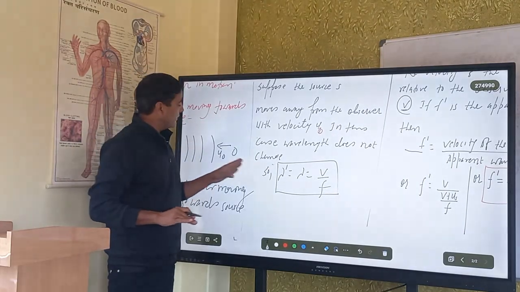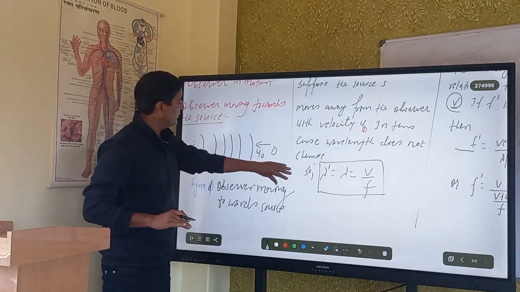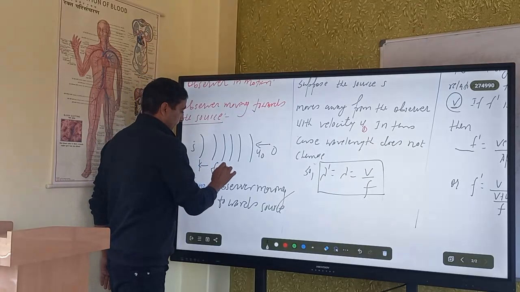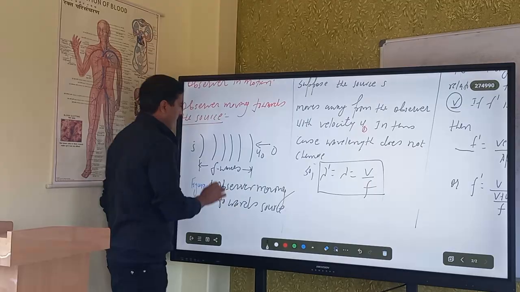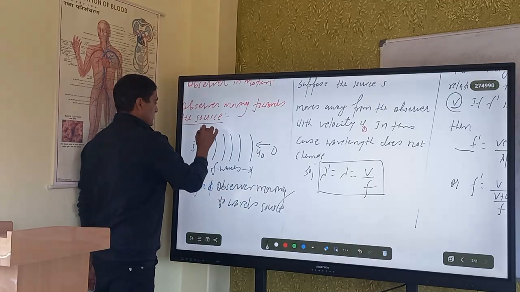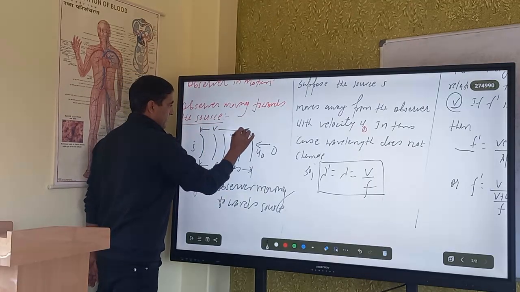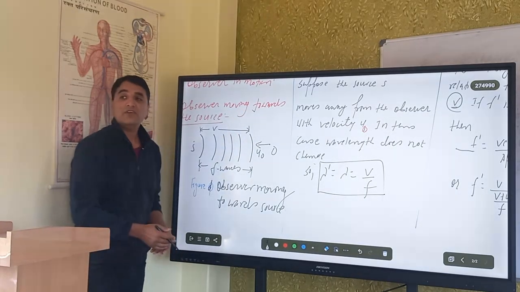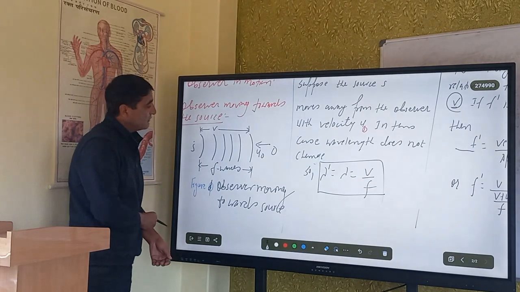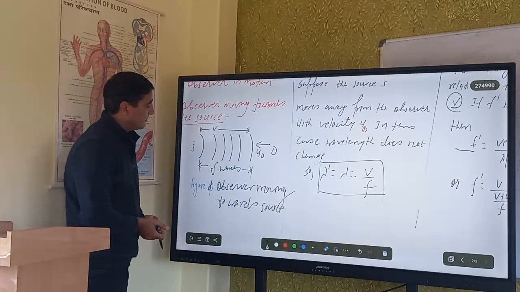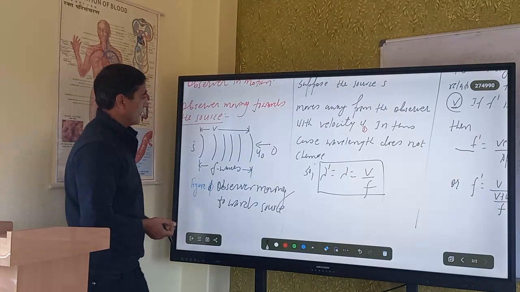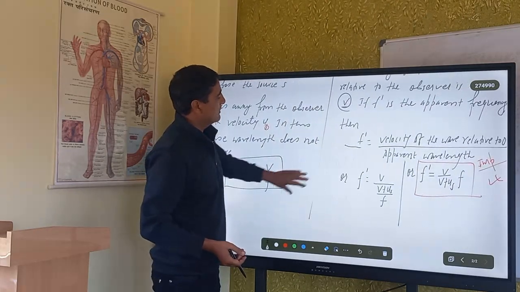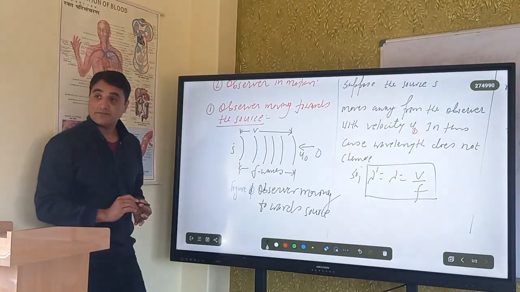Here in this figure, f waves cover only v distance. F waves cover v distance. And lambda equals v by f, it does not change, and our main thing is coming.